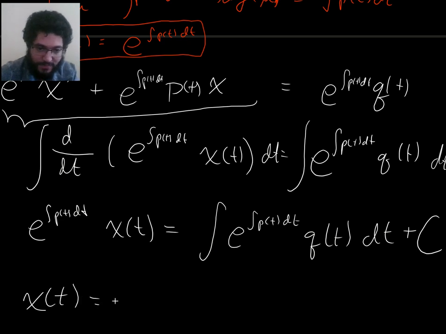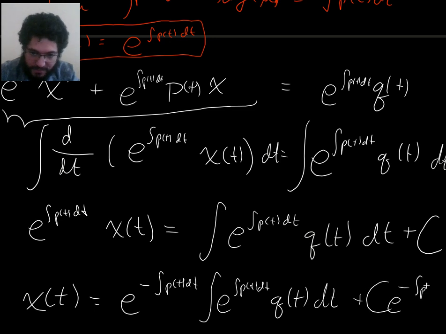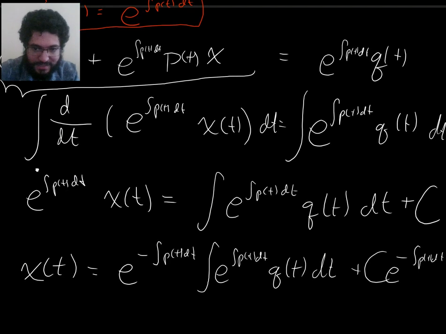Then, when you solve for x, you would have to multiply both sides by e to the minus integral of p of t. So I would get e to the minus integral of p of t times the integral of e to the integral of p of t, plus c e to the minus the integral of p of t. And there's the general solution when you use the method of integrating factors.